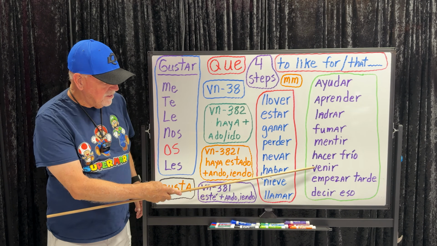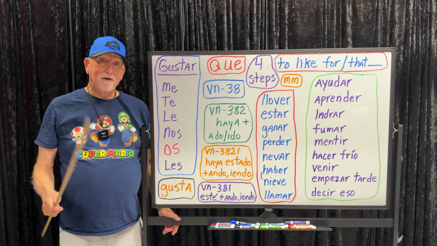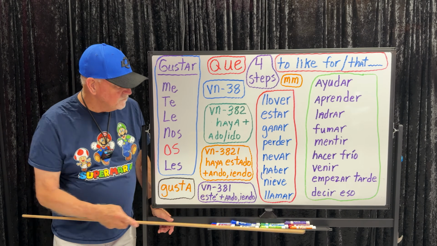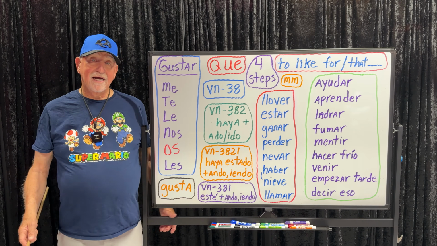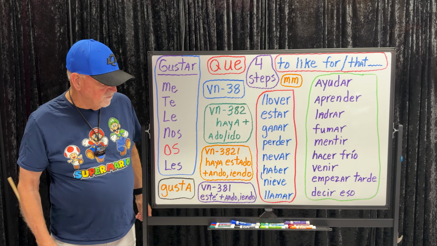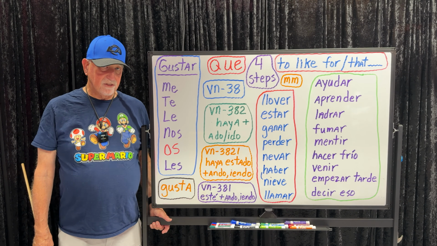hace frío. Venir. I like for everybody to come to our parties. Me gusta que todos vengan a nuestras fiestas. Empezar tarde. I don't like for it to start late. No me gusta que empiece tarde. I don't like for them to say that. No me gusta que digan eso.